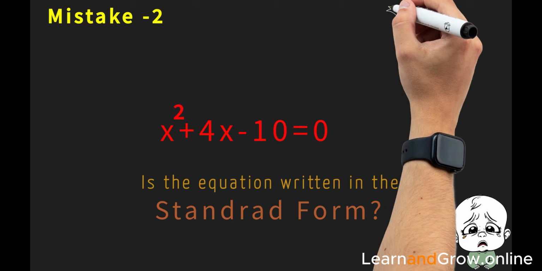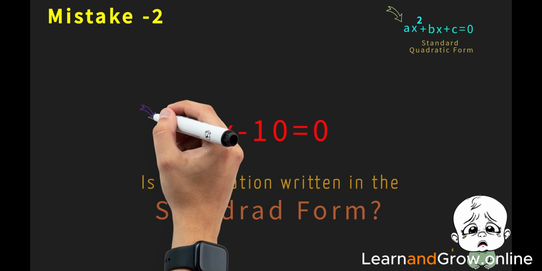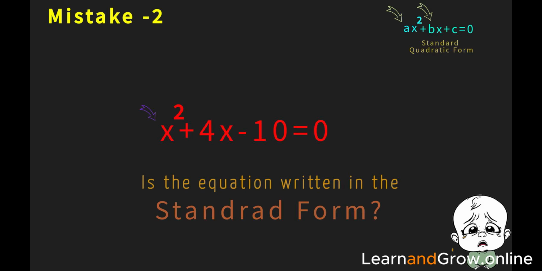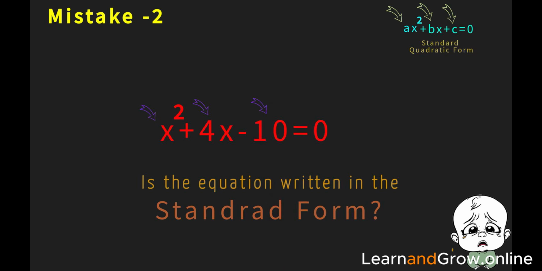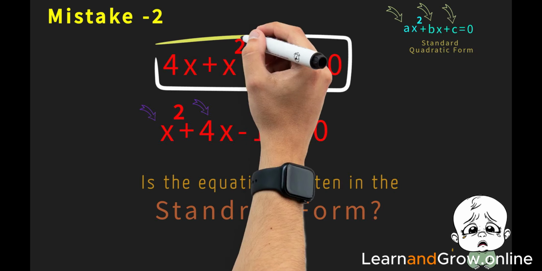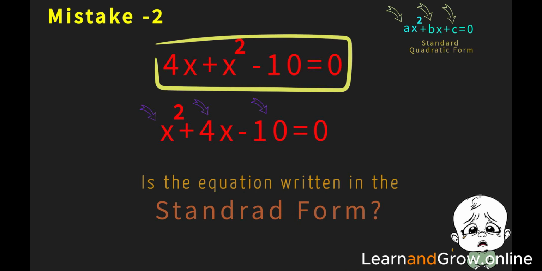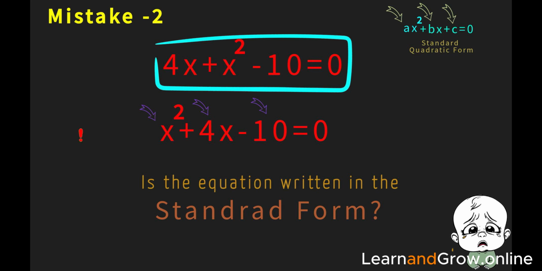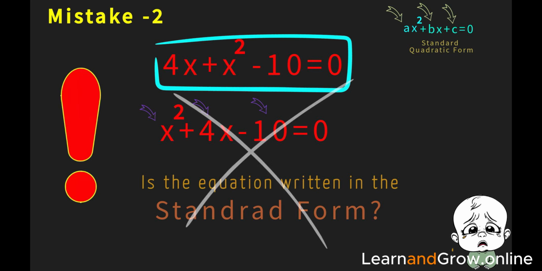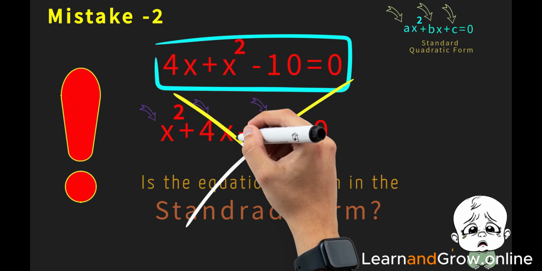Keep in mind that a is the coefficient of x squared, b is the coefficient of x, and c is the constant term without any variable. If the equation isn't written in standard form, you might end up picking the wrong values for a, b, and c. And if you choose wrong values of a, b, and c, then the entire solution will be wrong.